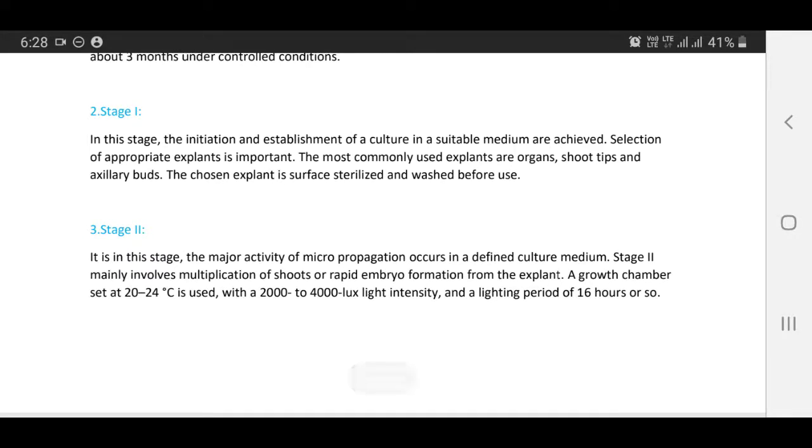Stage 2. It is in this stage the major activity of micropropagation occurs in a defined culture medium. Stage 2 only involves multiplication of shoots or rapid embryo formation from the explant. A growth chamber set at 20 to 24 degrees centigrade is used with a 2000 to 4000 lux light intensity and a lighting period of 16 hours or so. This is also called culture room, where these necessities are required, that is light, temperature, and day period.